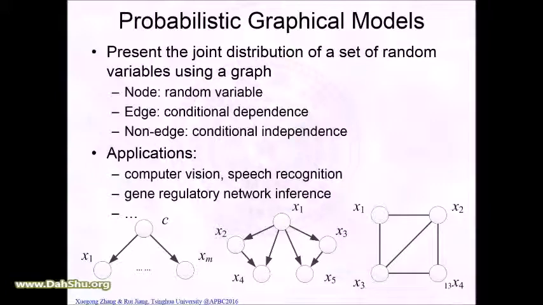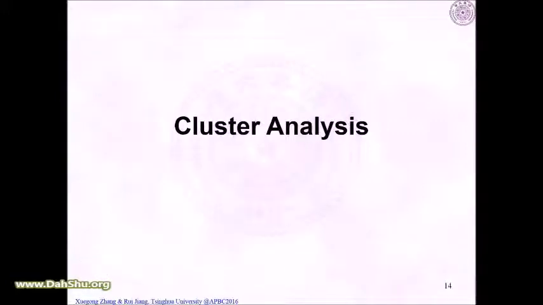So in this graph, we use a node to represent a random variable and an edge to represent the conditional dependence, and no edge means that they are independent. There are a lot of applications in computer vision, in bioinformatics, in speech recognition, especially in gene regulatory network inference. So that's about the density estimation.